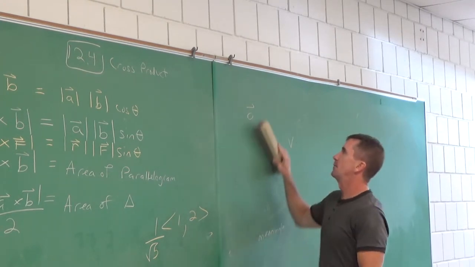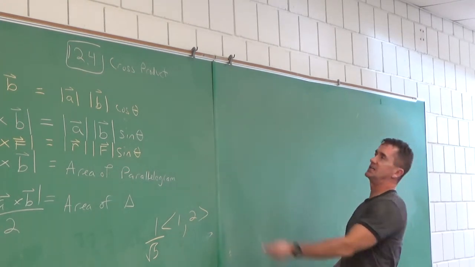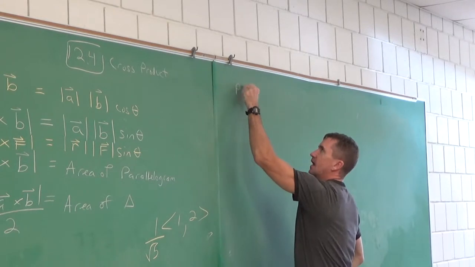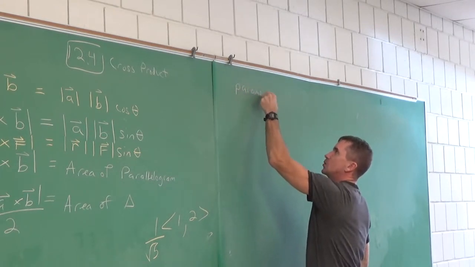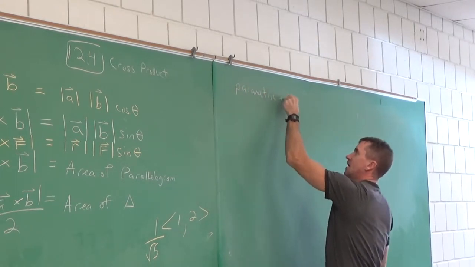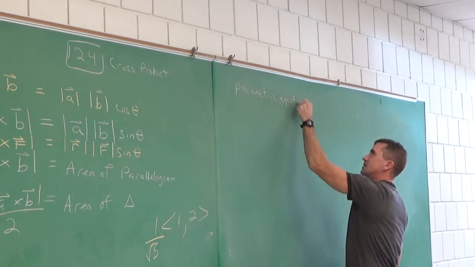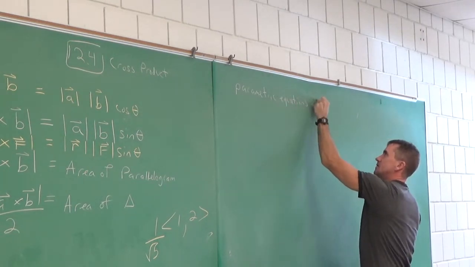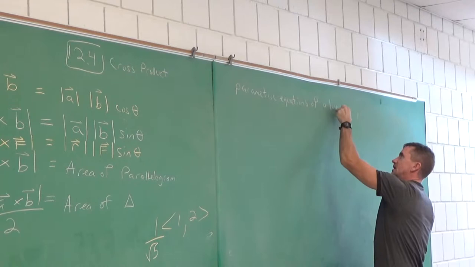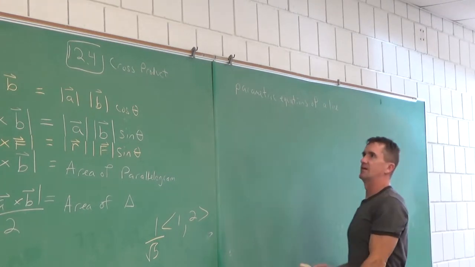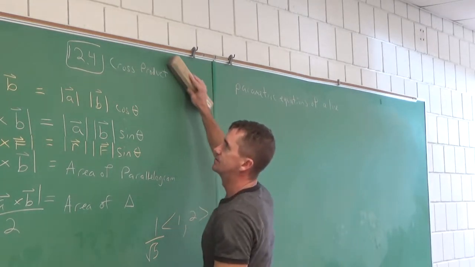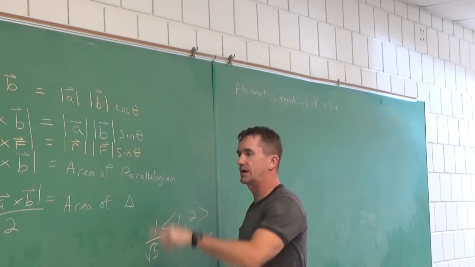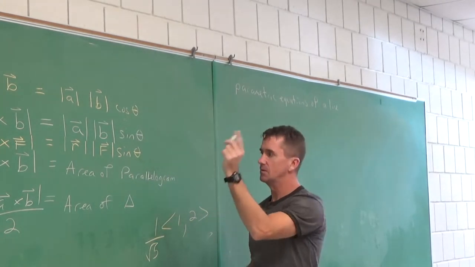All right. This is lines and planes. We're going to start with lines. And they call them the parametric equations of a line. This is 12.5. Do you care if I erase all that? Yeah, we won't need that.